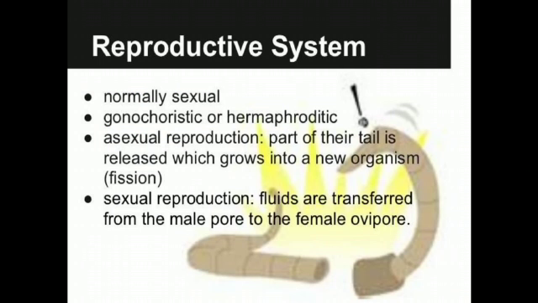Their normal reproduction is sexual, and they are called hermaphrodite organisms because both of the sexes are present in the same organism, and cross-fertilization is of common type. Asexual reproduction takes place through the part of their tail which is released and grows into a new organism, and this is called the fission type of asexual reproduction. And during sexual reproduction, fluids are transferred from the male pore to the female ovipore.